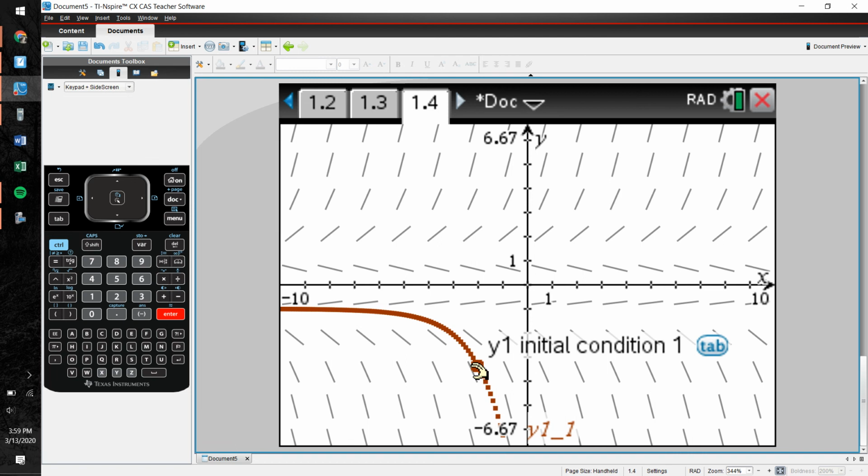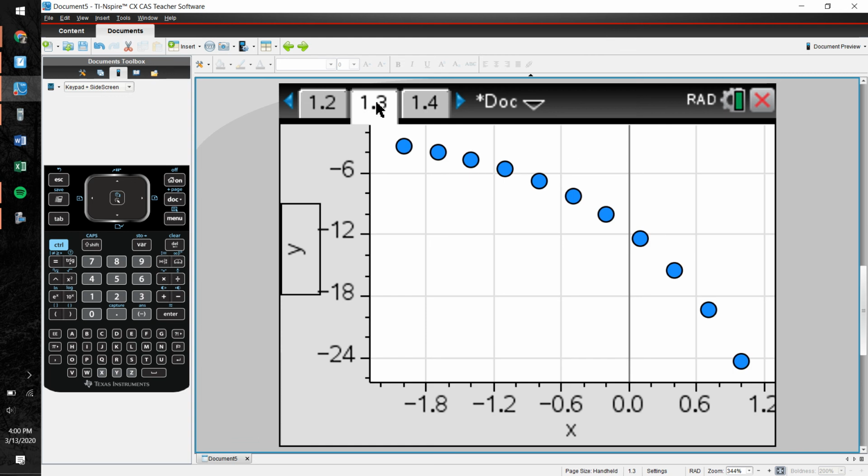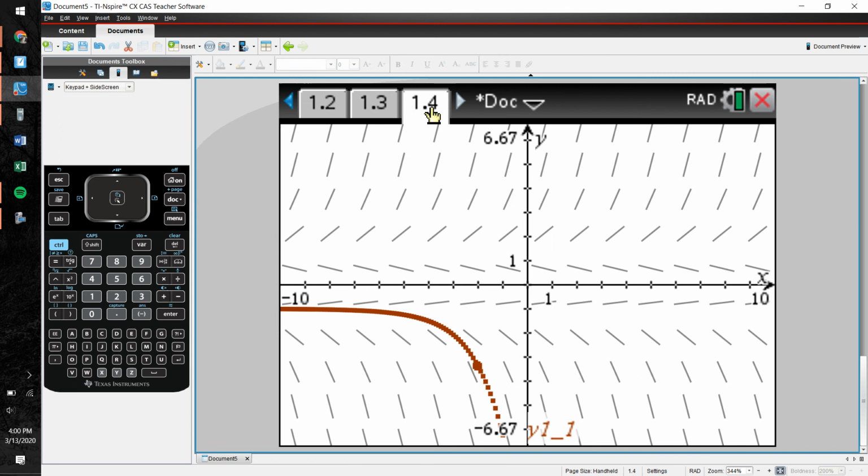Now, I want you guys to notice this curve is completely contained here within the third quadrant, where it looks like x and y are always going to remain negative. Okay, and it does seem to be swimming with the current pretty well. If I go back to my data and statistics page, we see that the shape of this mimicked curve here and the shape of the solution curve here are roughly the same.